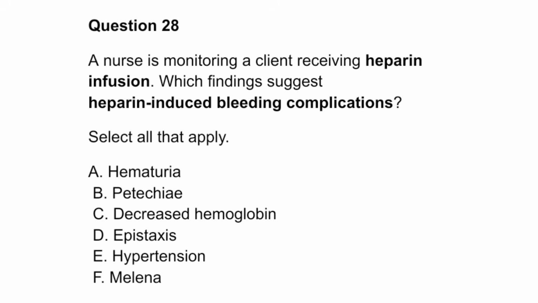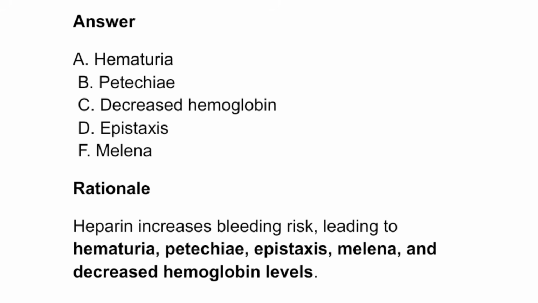Question 28. A nurse is monitoring a client receiving heparin infusion. Which findings suggest heparin-induced bleeding complications? Select all that apply. A. Hematuria. B. Petechiae. C. Decreased hemoglobin. D. Epistaxis. E. Hypertension. F. Melena. Answer. A. Hematuria. B.